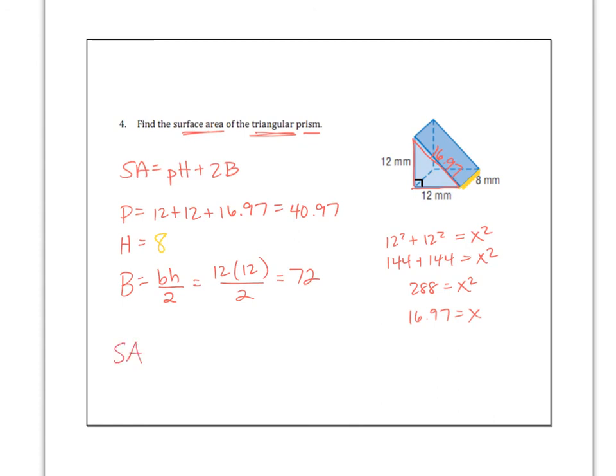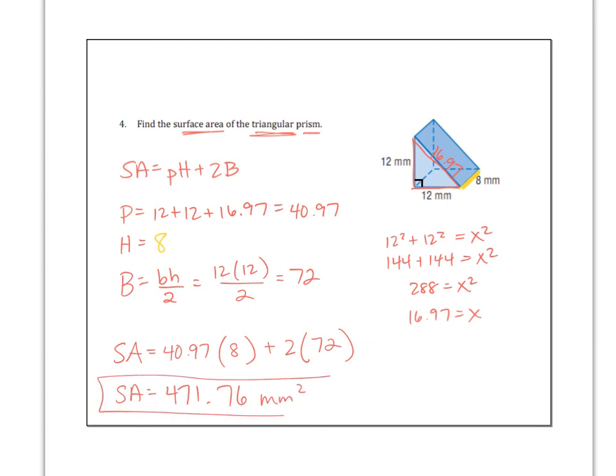Let's plug them in. So surface area is P, which is 40.97, times H, which is 8, plus 2 times 72. Go ahead and practice typing that into your calculator. And you should get approximately 471.76. And think about labeling. It's a surface area. Any kind of area is going to have square units. It's all the area you can touch on the outside of this shape.